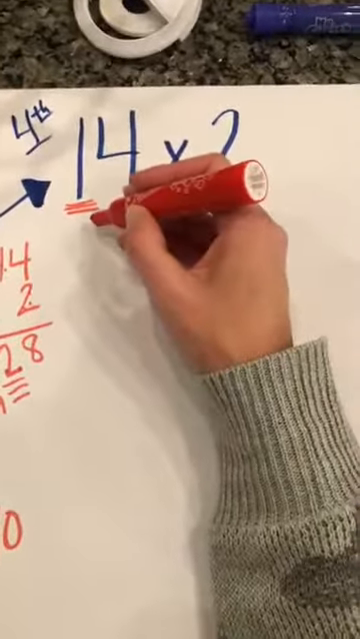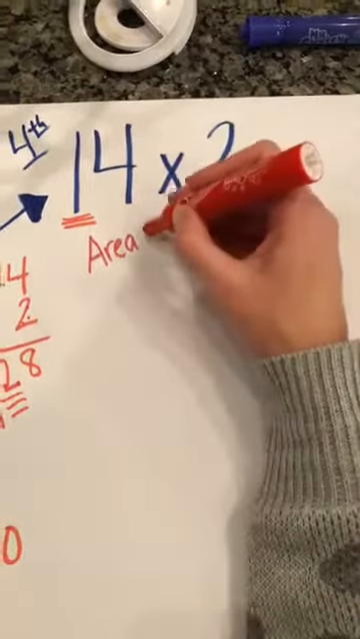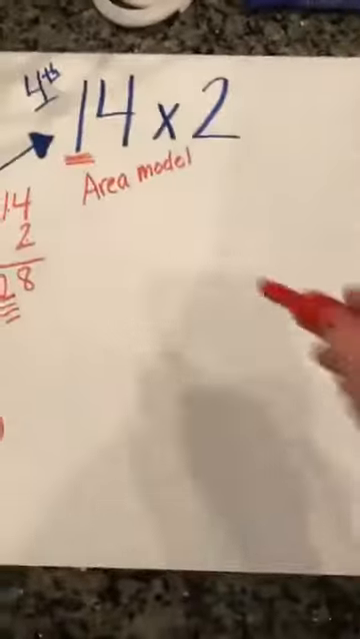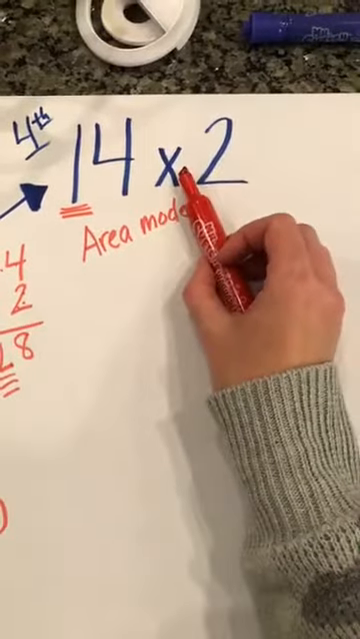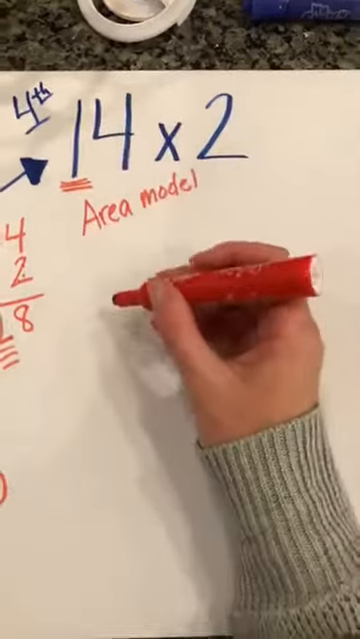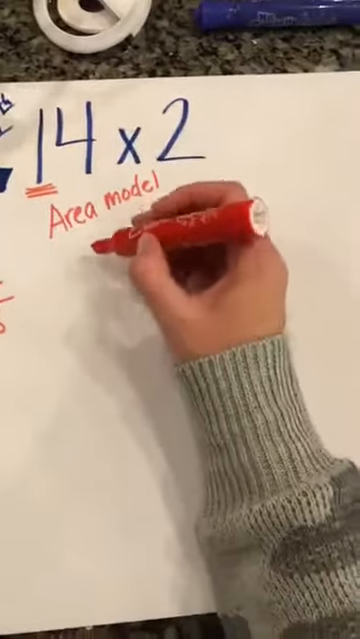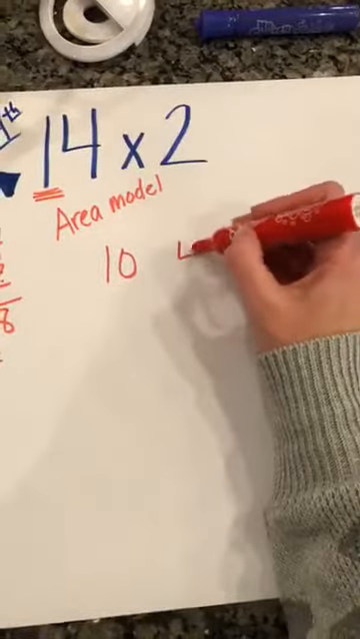I'm going to write this down for you guys so you know what this means. Okay. So that means when we have a multi-digit number, we can actually break it down according to place value. So if we have the number 14, we know that we have a 10, and we know that we have a 4.